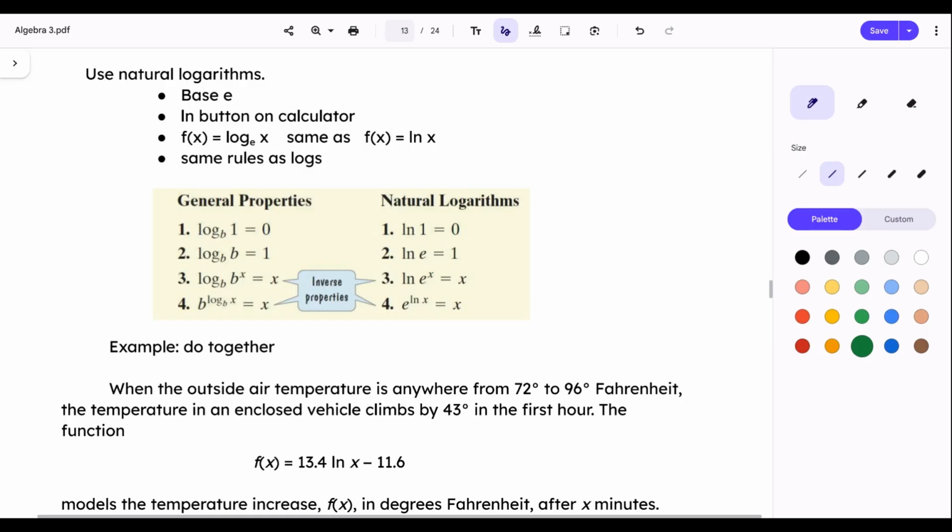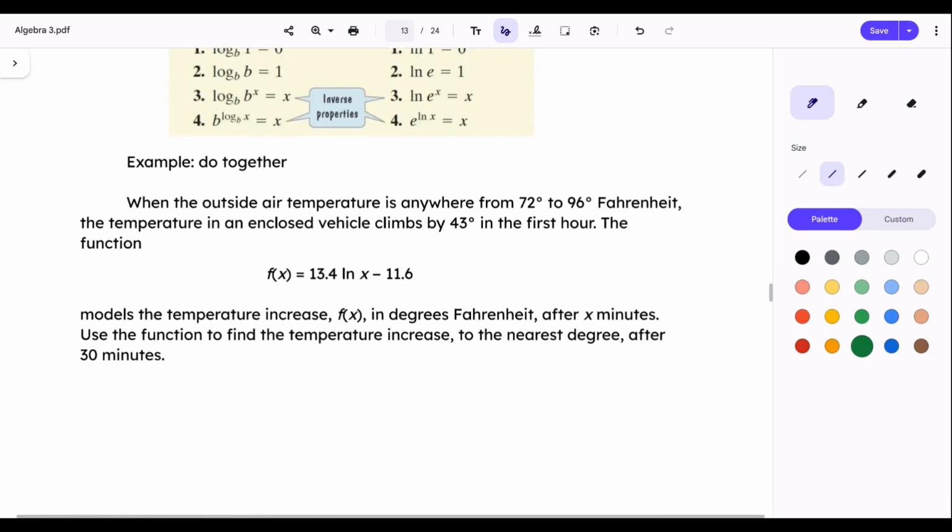The ln button works the same way as if we had the log, but instead of 10 being our base, this is when e starts to show up. Remember that number that we talked about the other day? If e starts to show up, that's the number that we can use to help us use a natural log instead.